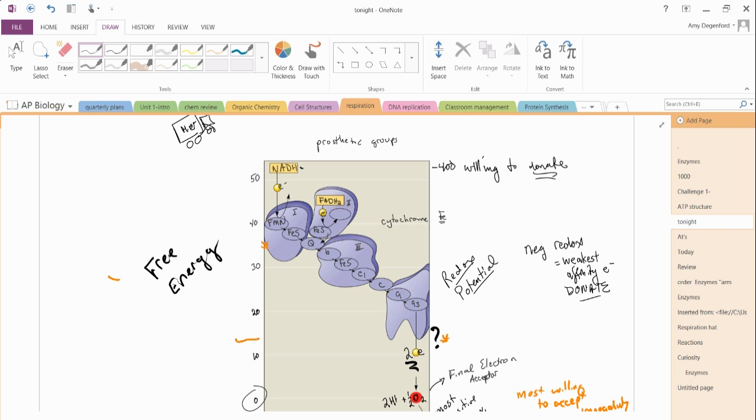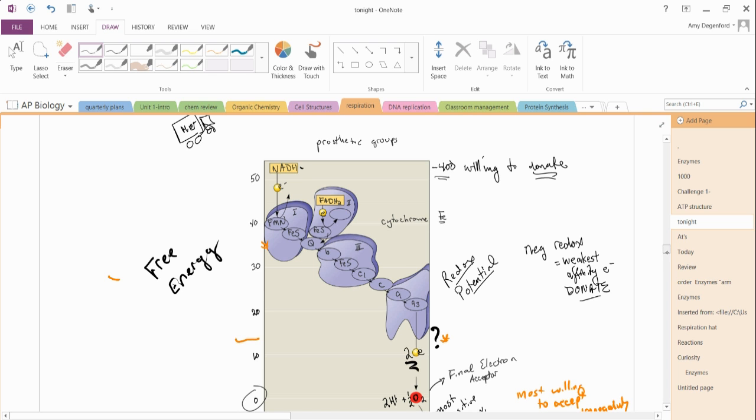On the right-hand side, now your book doesn't have this, but I think it's worthwhile to go over. What you have on the right-hand side is a measurement of the redox potential, and the redox potential is a measure of how willing these molecules are to give or take electrons. Up here on the top, it would be negative 400, which is a measure of how willing it is to donate. These molecules are very willing to give their electrons.